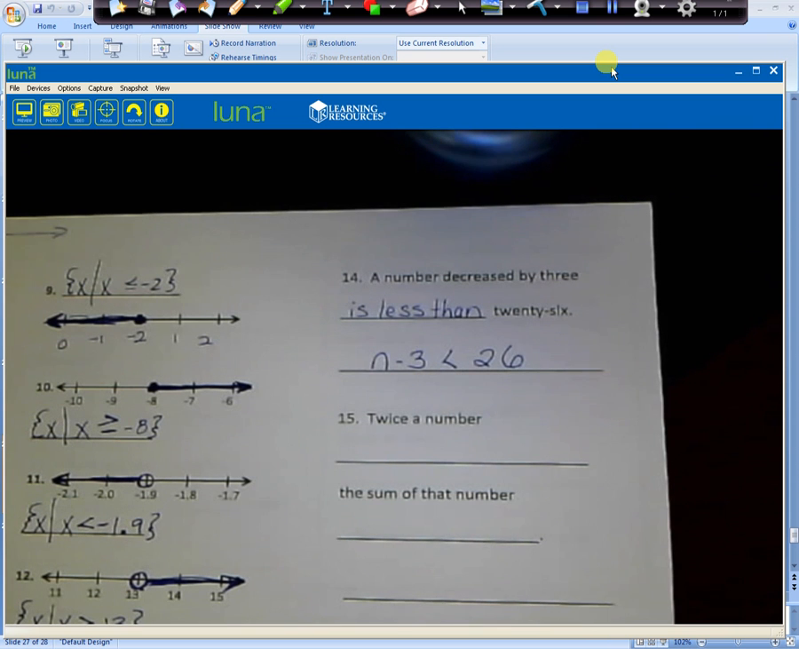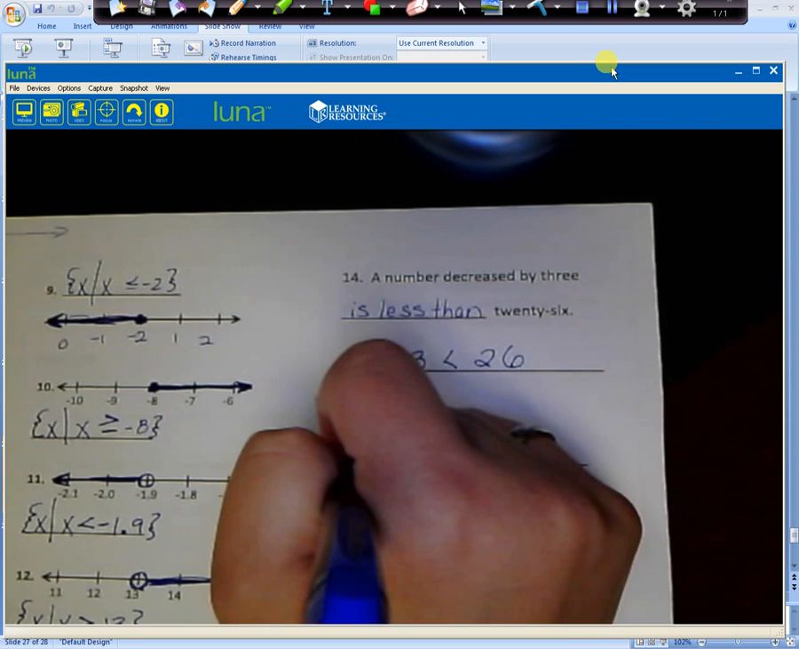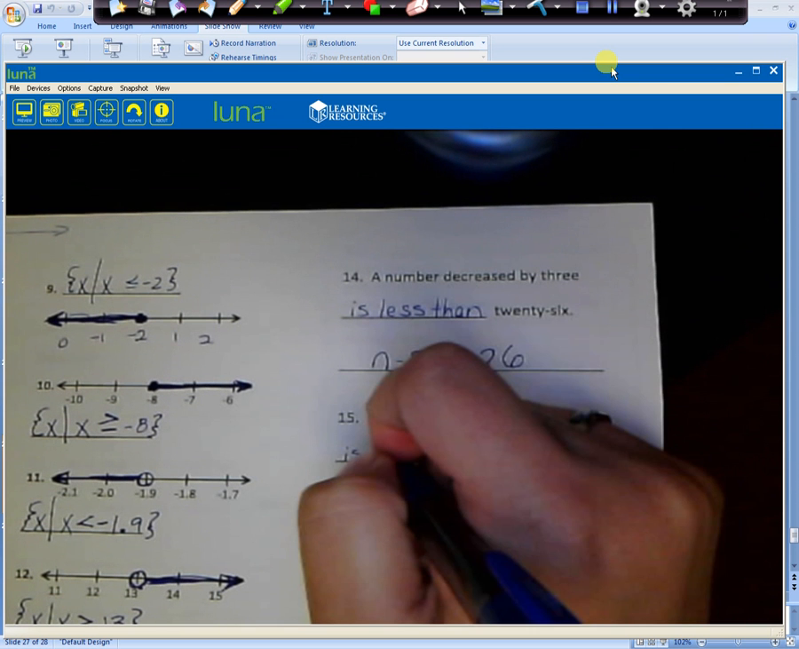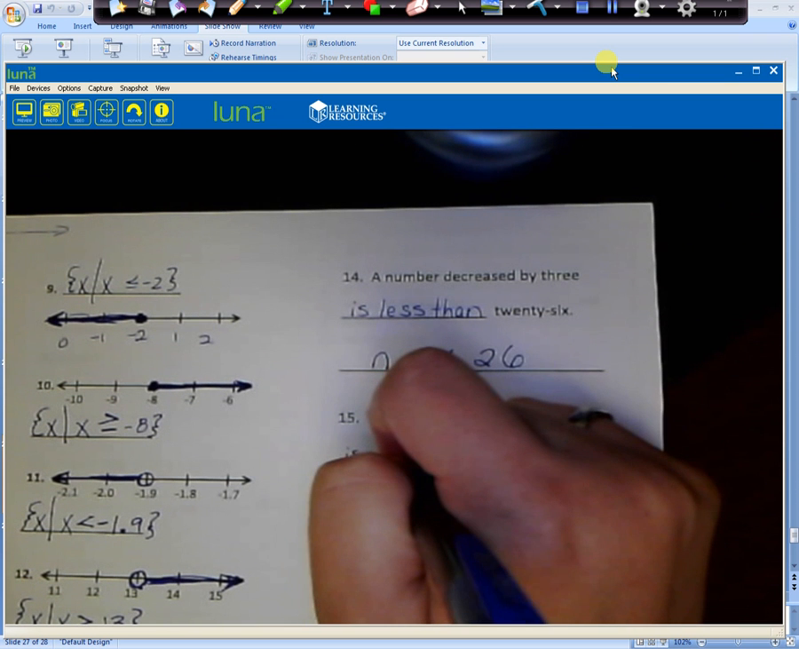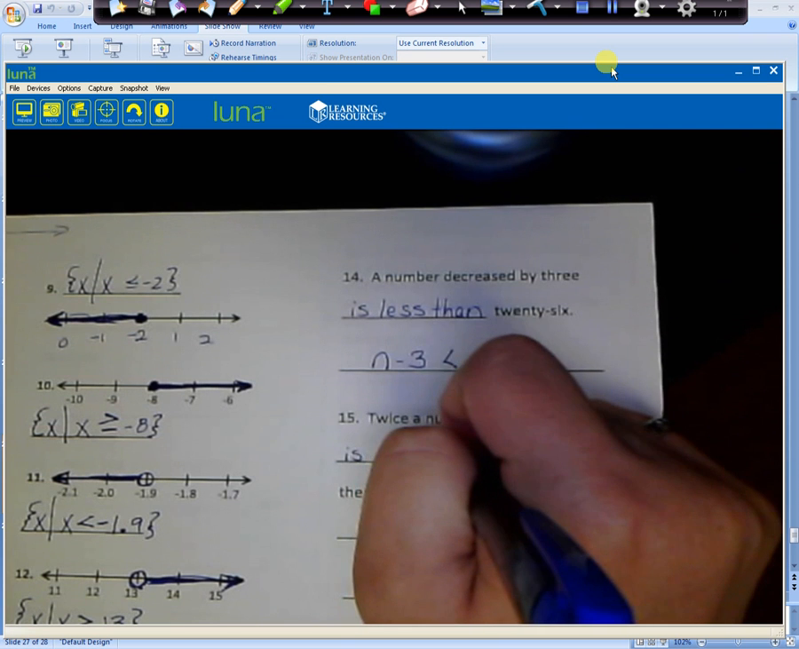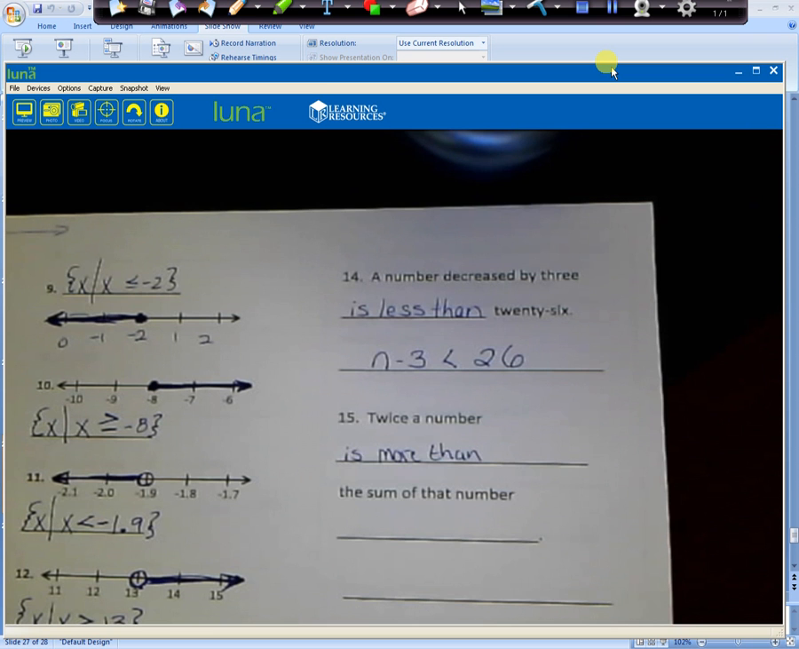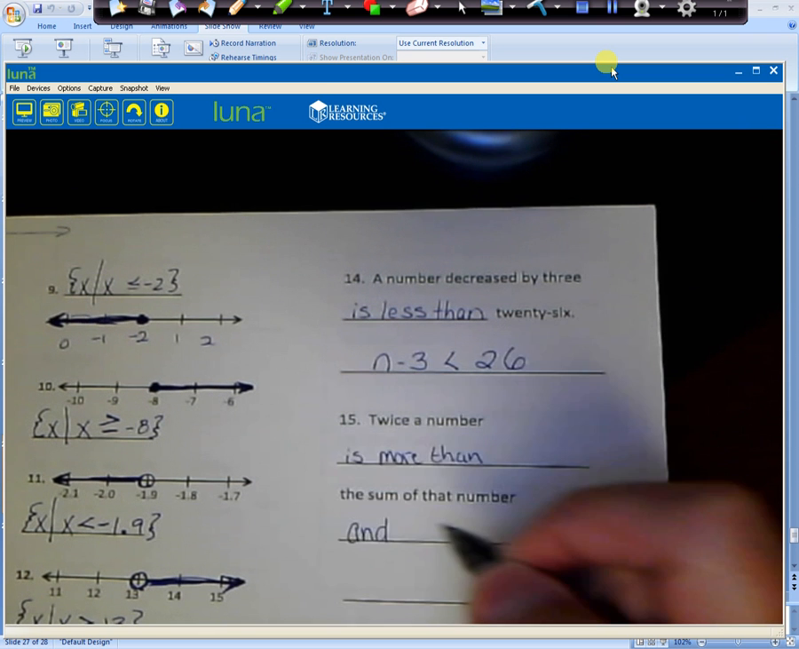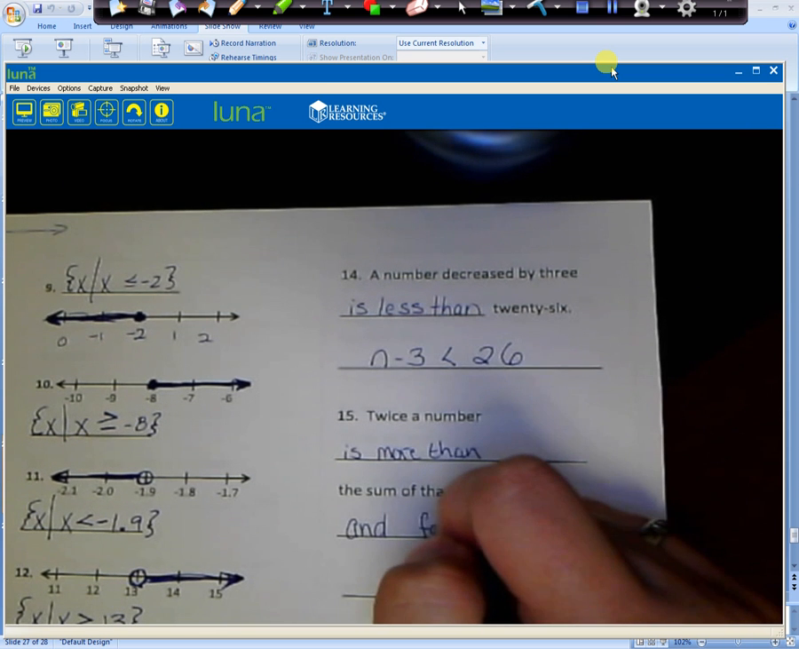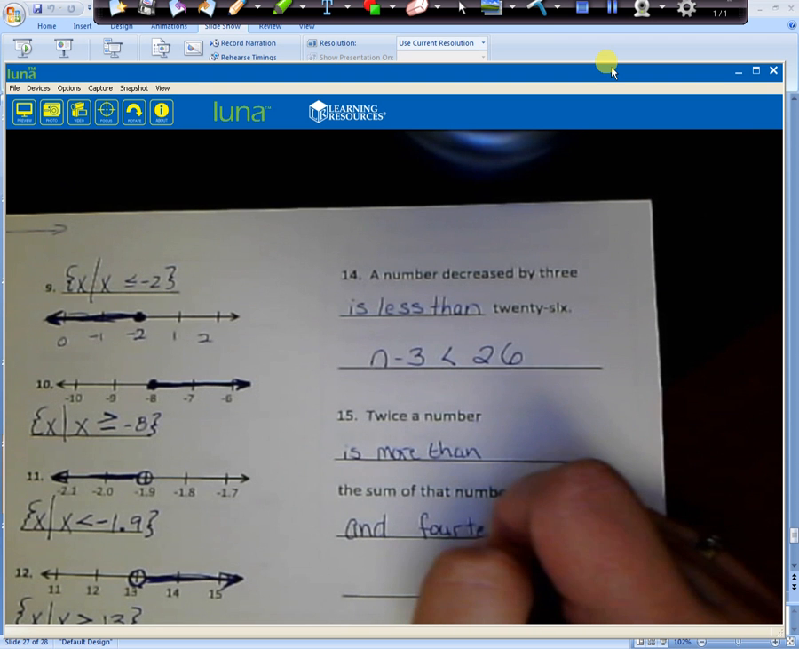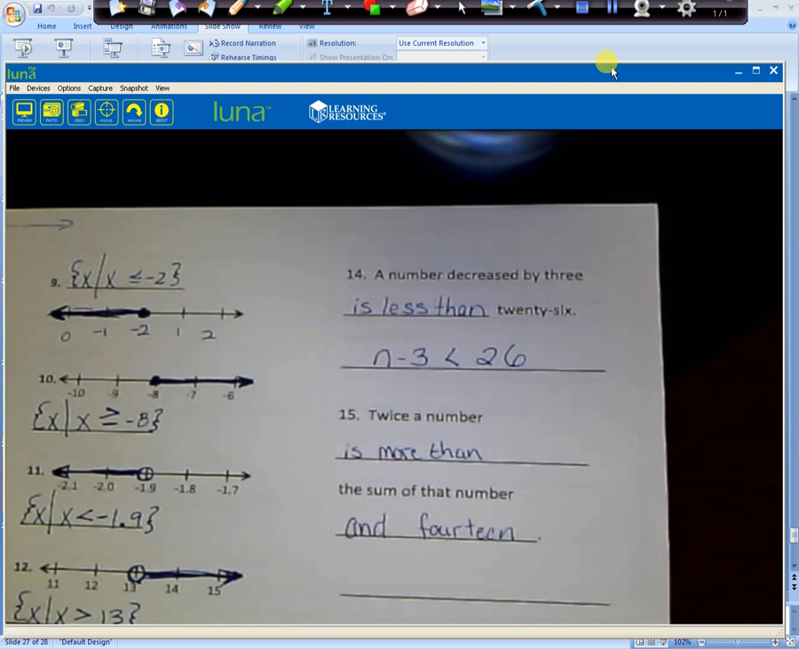It says twice a number is more than the sum of that number and 14. So make sure you have those filled in on your worksheet. Twice a number is more than the sum of that number and 14. And again, we're going to take this a piece at a time.